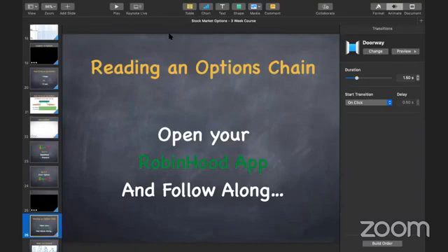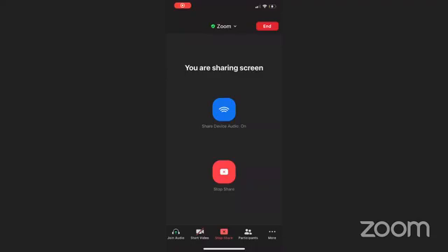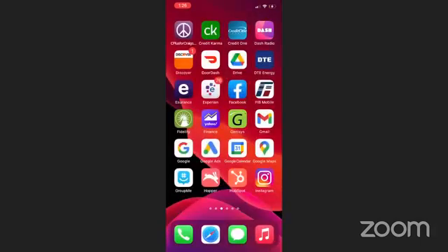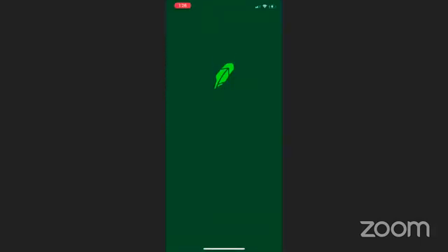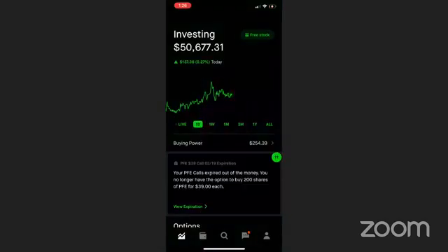And so we'll go through a Robinhood options chain. All right, so we're gonna go to the Robinhood app real quick. Give me a ticker that y'all want to look at, and we'll pull up their options. Somebody give me a ticker.